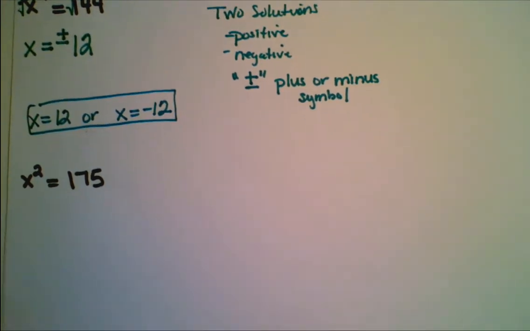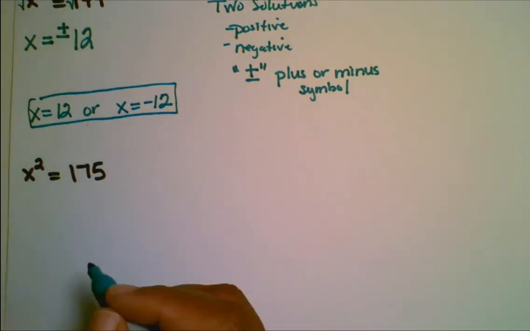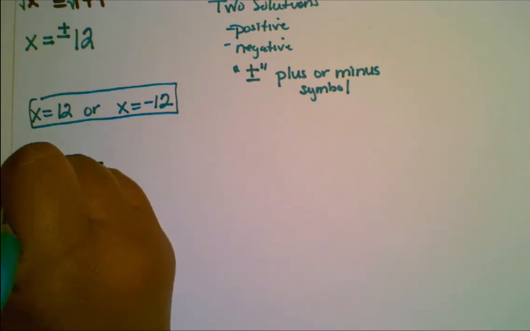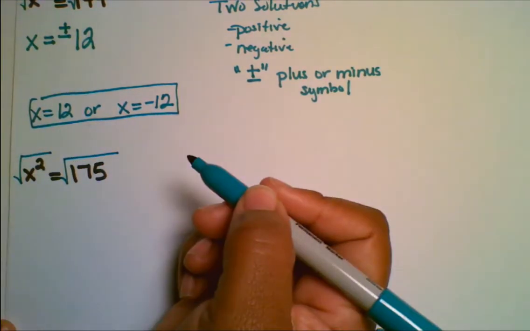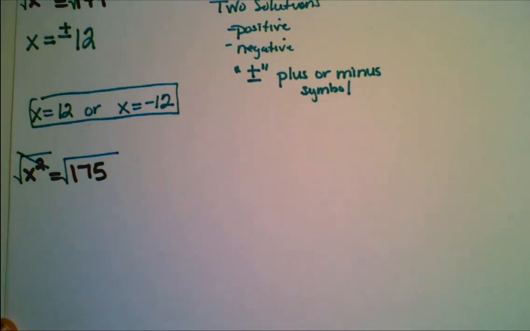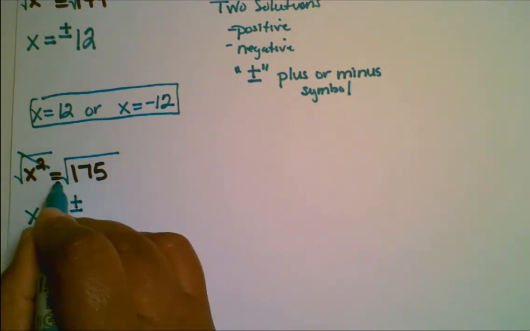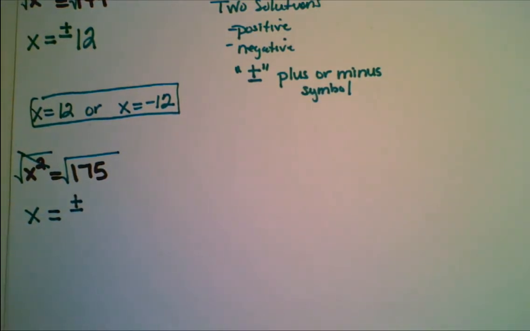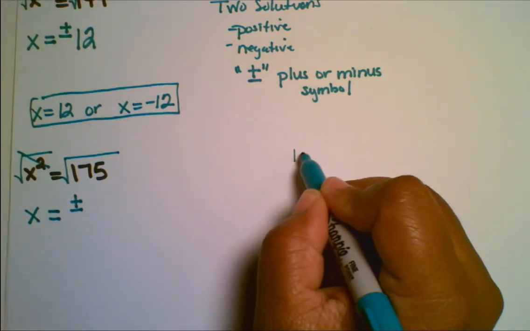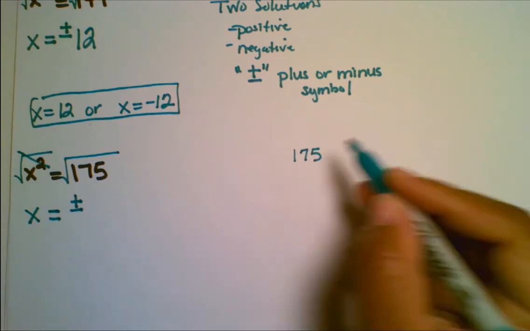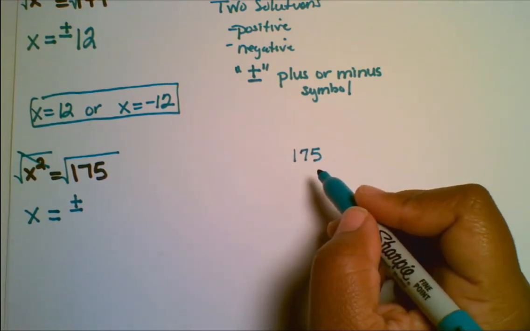Let's look at the next example. x squared is equal to 175. We want to solve for x. To do so, we're going to take the square root to both sides. On the left-hand side, the square root and the exponent of 2 cancel out. We have x is equal to plus or minus the square root of 175. 175 is not a perfect square, so we have to go back to what we know about radicals and how we simplify radicals. This will be a good refresher. Let's break down 175.